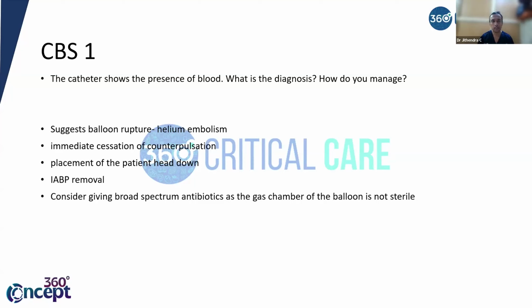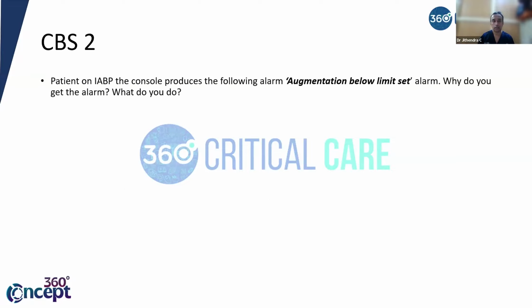This was the first question. Next, coming to the second question. Again, you'll have a big history about the patient. I've not put the history because of the time constraint. Ultimately the question would be: the patient is on IABP, and the console produces a falling alarm. You see a falling alarm. So augmentation is below the limit set.